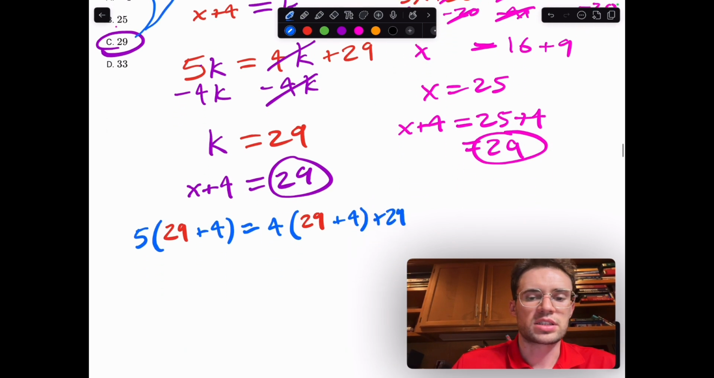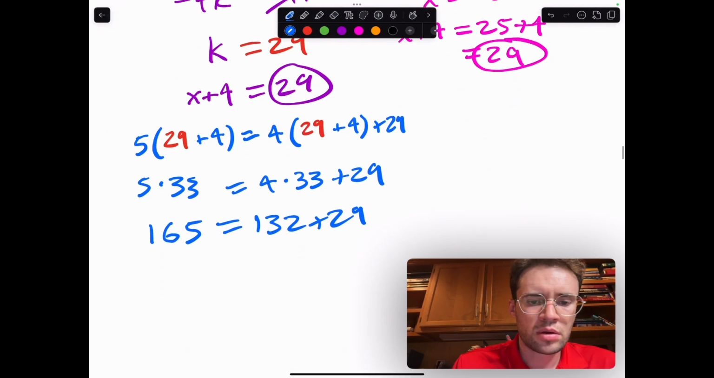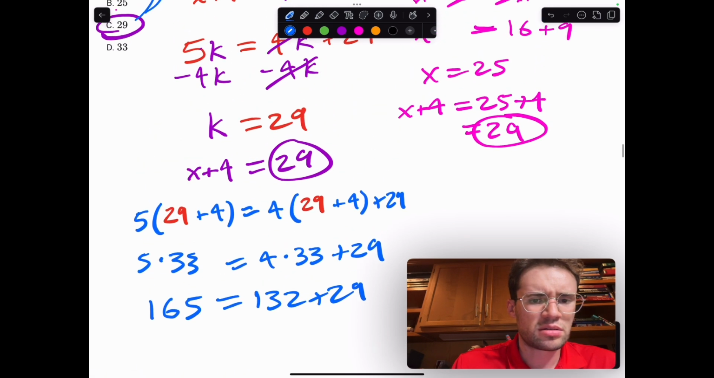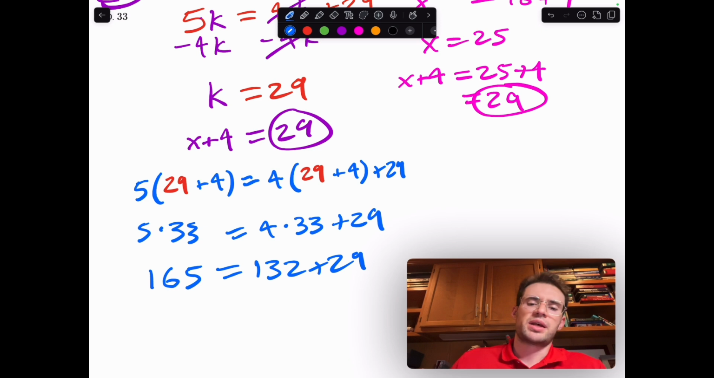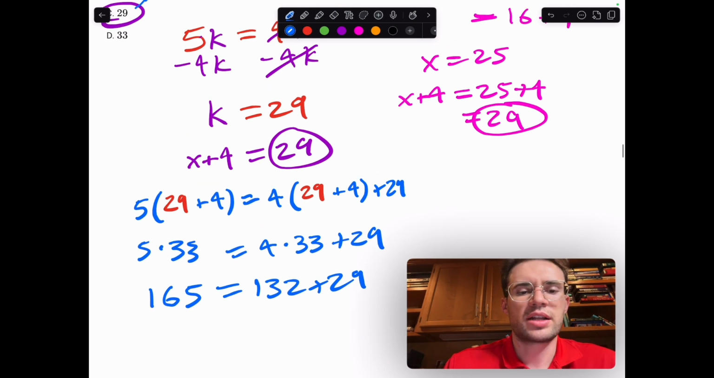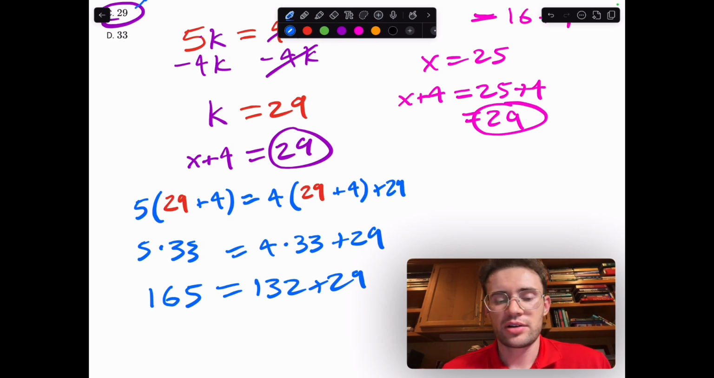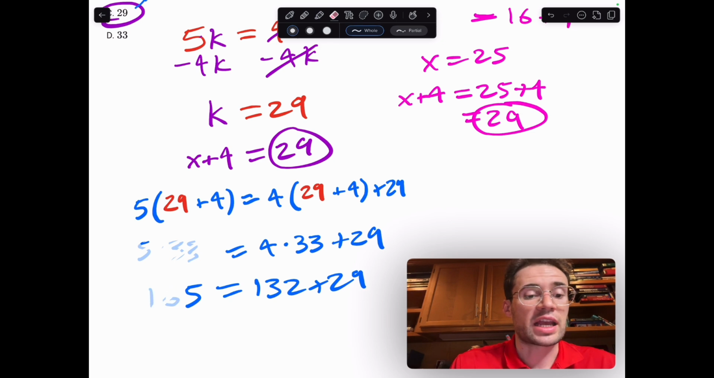All right, so let's see if that works. Plus 29. That's not right, is it? Oh, I'm dumb. All right, here's what I'm messing up. I substitute in as if x is 29. X should be 25. Right, so here, I thought I caught an error, but I actually didn't catch an error. I caught that I had an error in checking it.